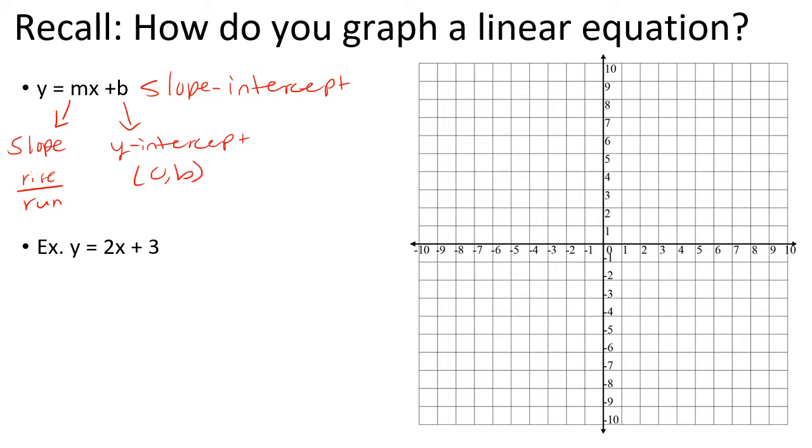So when I look at this, we're going to use this to graph by hand. First I have that my slope is 2, so that means 2 over 1. I'm going to rise 2 and run 1, starting from my y-intercept. My y-intercept is at (0, 3). So starting from (0, 3), I'm going to rise 2, run 1.